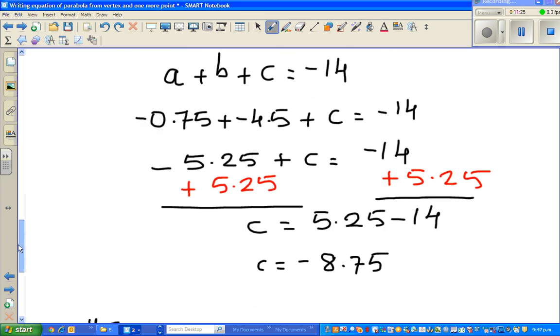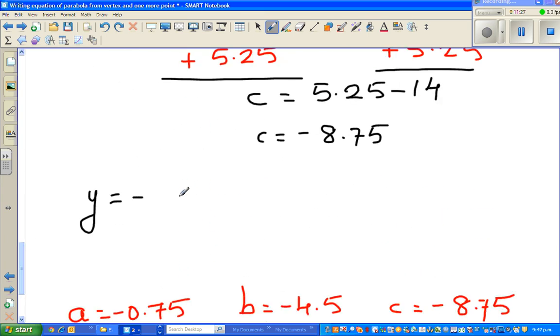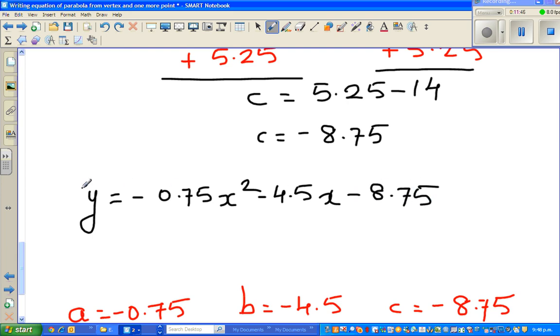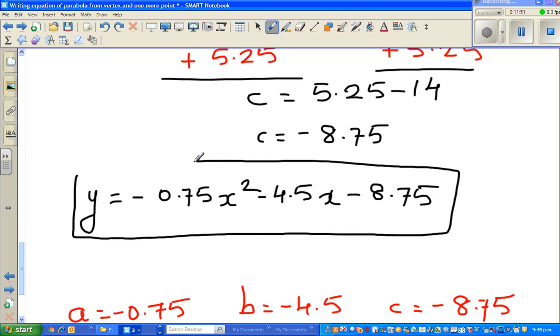A is negative 0.75, so that is negative 0.75 X squared. B is negative 4.5, minus 4.5 X. And C is minus 8.75. This is a wonderful quadratic equation. Okay, so we need to check the 3 points now. The 3 points were negative 3, negative 2, negative 1, negative 5, and 1, negative 14.